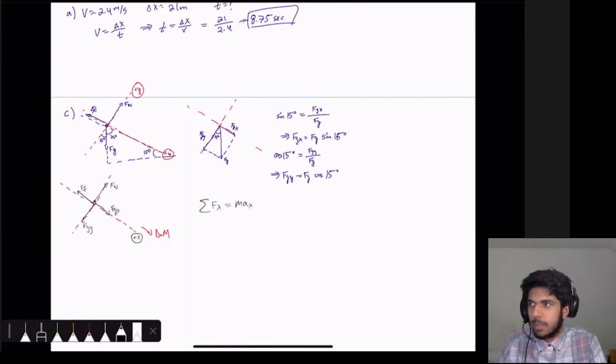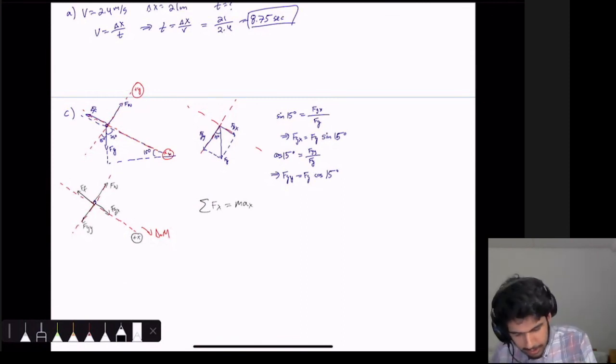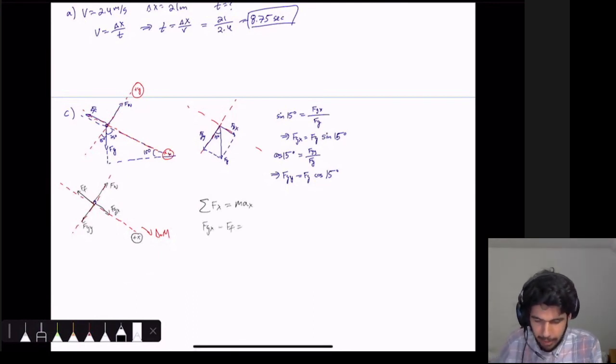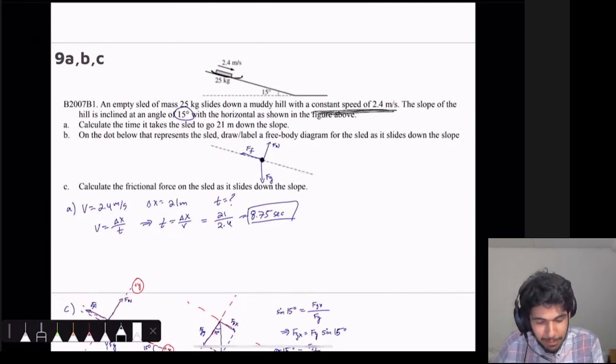Well, let's see what's going on here. In the positive x direction we have Fgx, negative x direction we have Ff. What is Max? Well, if we scroll back, we see that the empty sled is sliding down a muddy hill with constant speed of 2.4 meters per second. Wow, who knew that kinematics would come in handy?